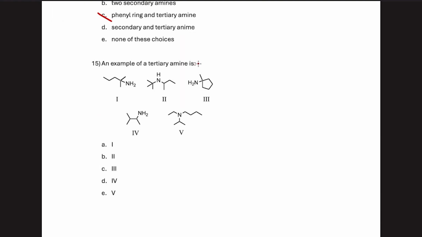And our last problem, an example of a tertiary amine is. Let's go through it and eliminate all of our non-tertiary amines. Answer choice 1 is connected to 1 other carbon, so it's definitely primary. We can eliminate answer choice 1. Structure 2 is connected to 2 other carbons, so we can eliminate answer choice 2. Structure 3 is connected to 1 other carbon, so we can eliminate answer choice 3. And structure 4 is connected to 1 other carbon, so it's primary. We can eliminate answer choice 4. And we're left with answer choice 5, but let's make sure it's connected to 3 other carbons. That totally makes sense. This is tertiary. And so we're left with the answer E.